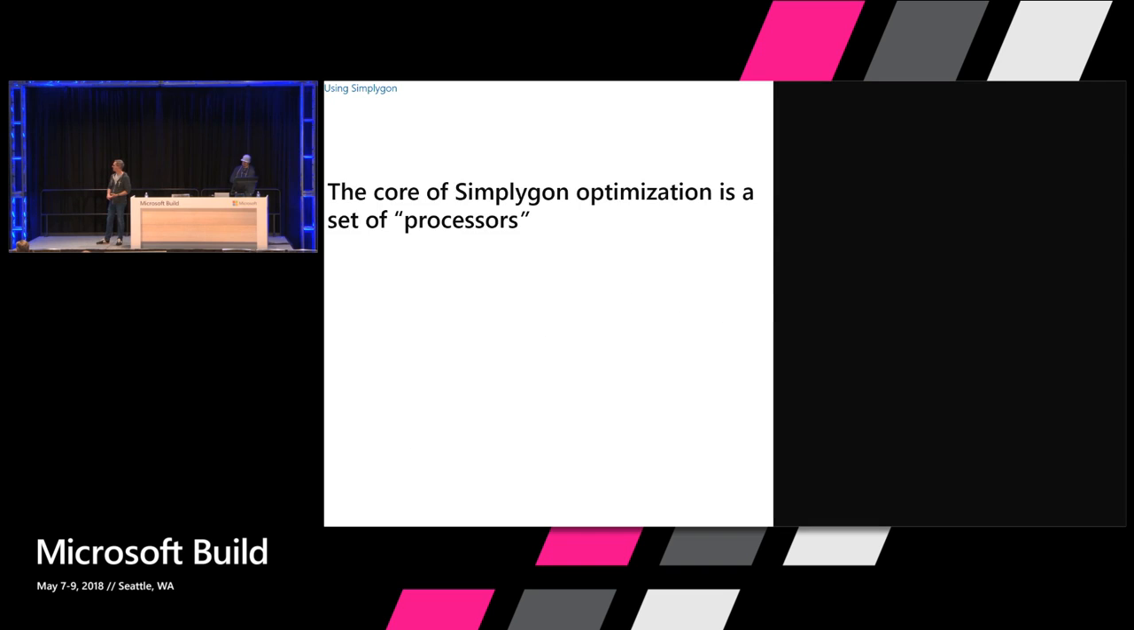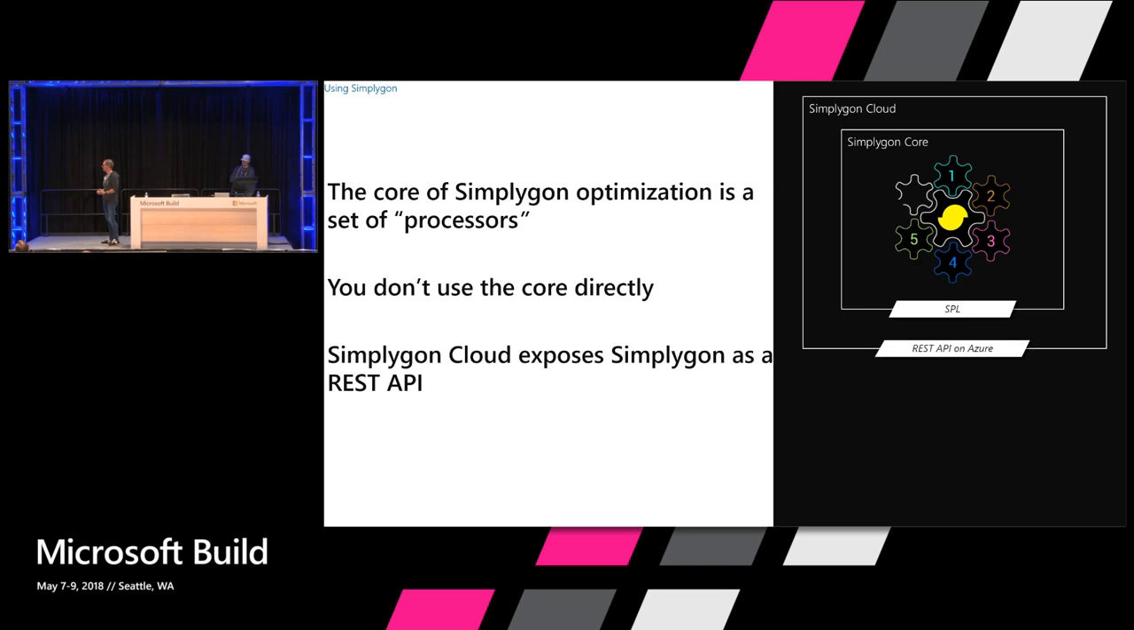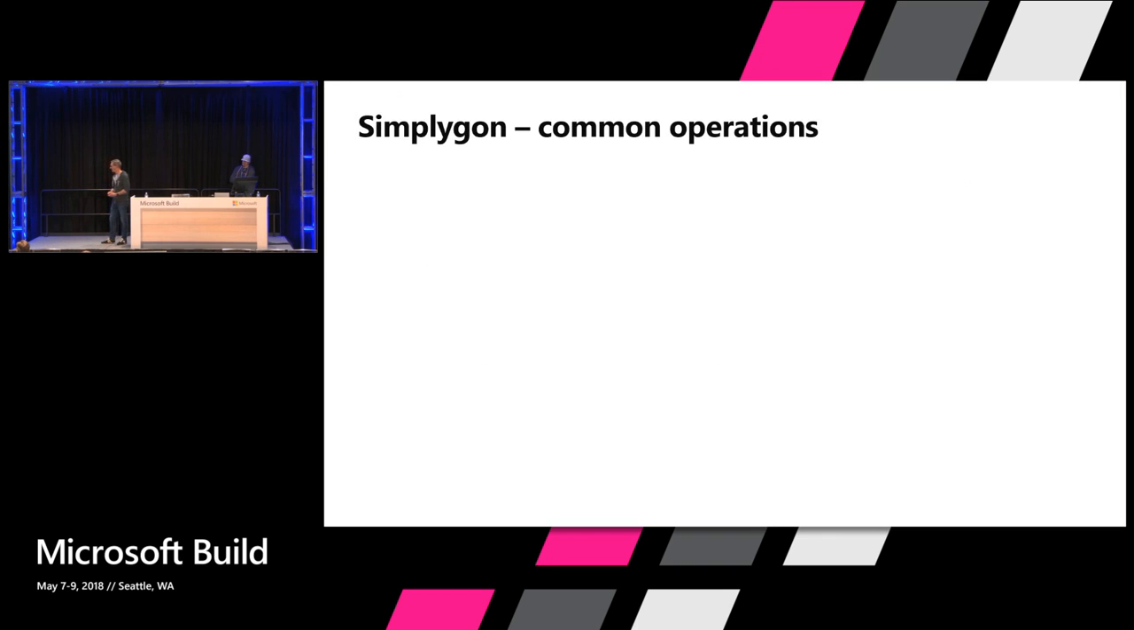So we're using Simplygon. So the core, and I'll get into a little bit of how it actually works and how the processors work. So you don't address the core directly. You address it through the REST API that's exposed, and that will use our Simplygon processing language, which will tell it how. It's basically a recipe for how you optimize those objects. So you figure out what kind of optimization you want to do. You will feed that SPL in with the object, and it will optimize it for you.